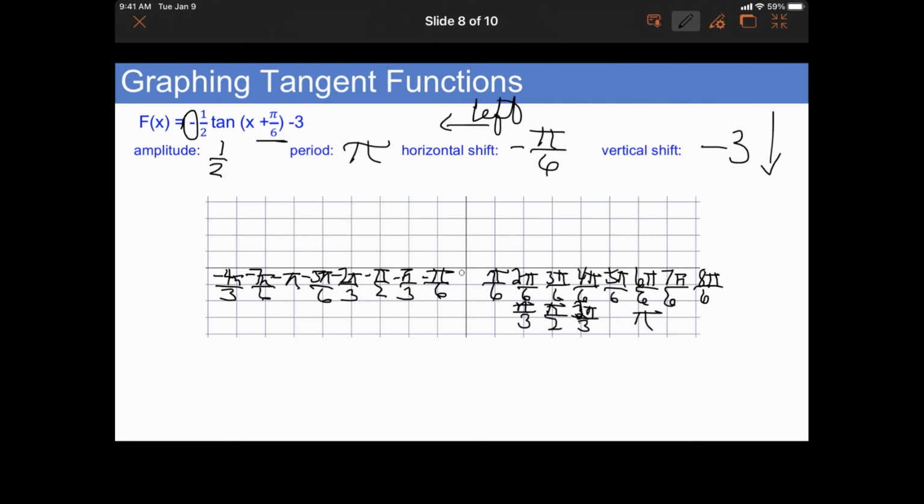Okay, I'm not going to draw a parent graph, but I'm going to put in some lines to help us know where the original was and how we shifted it. So in the original parent function, our asymptote would be pi over 2, right? So that's here, pi over 2.